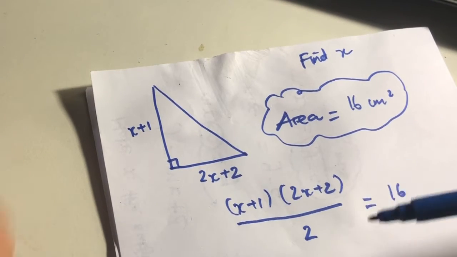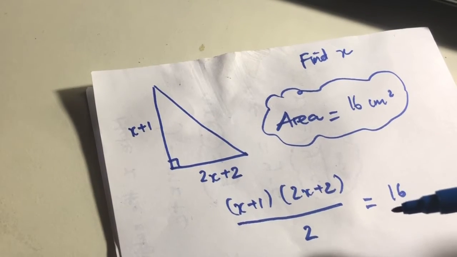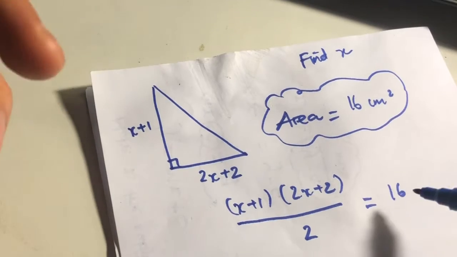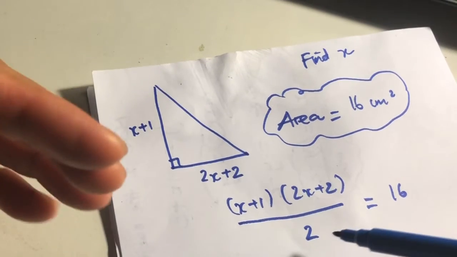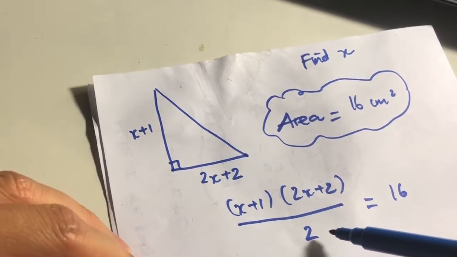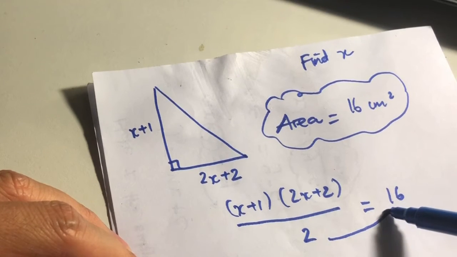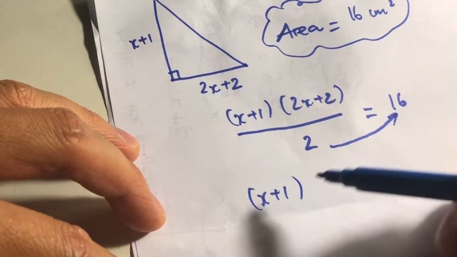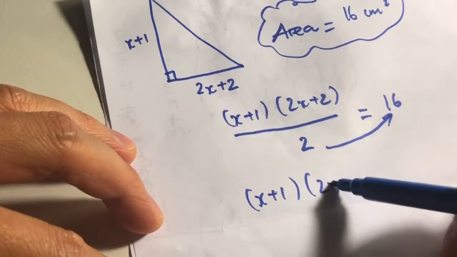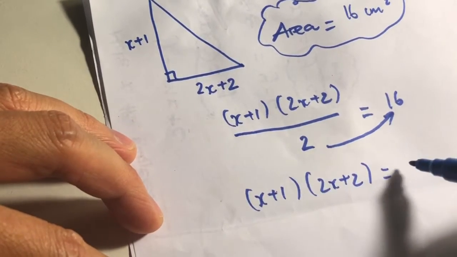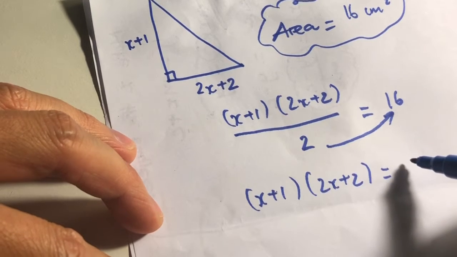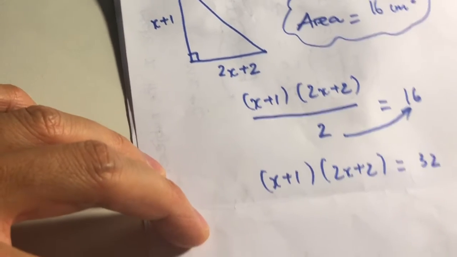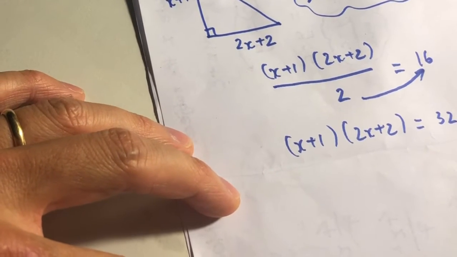Here we go. See, the moment you have an equal sign, you know you're up to something good. All right, so to do this, we obviously want to get rid of the fraction on the left-hand side by cross multiplying the 2 up. So we will have x plus 1 times 2x plus 2 is going to be 2 times 16, which is 32. If you're too scared to do this in your head, you can use a calculator. No one knows, so don't worry.